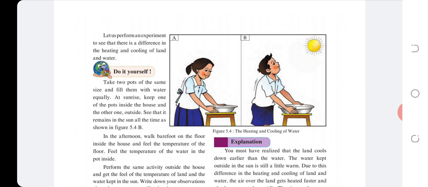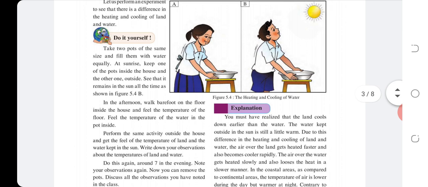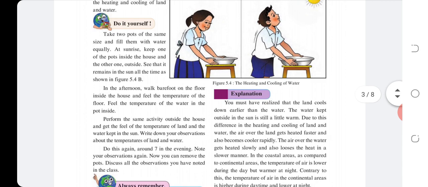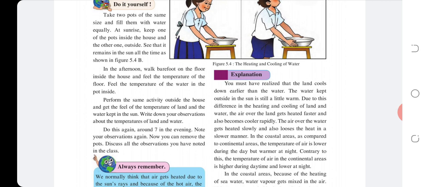In the afternoon, walk barefoot on the floor inside the house and feel the temperature of the floor. Feel the temperature of the water in the pot inside. Perform the same activity outside the house and feel the temperature of the land and water kept in the sun. Write down your observation about the temperature of land and water. Do this again around 7 in the evening.